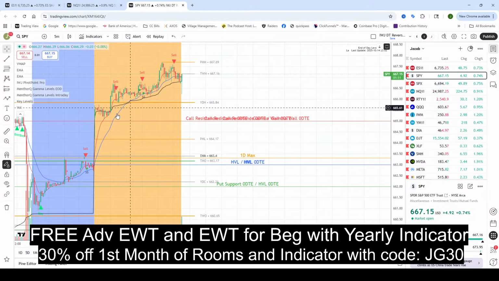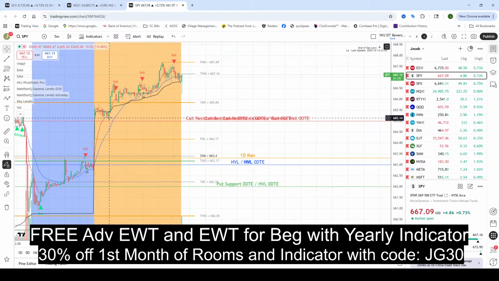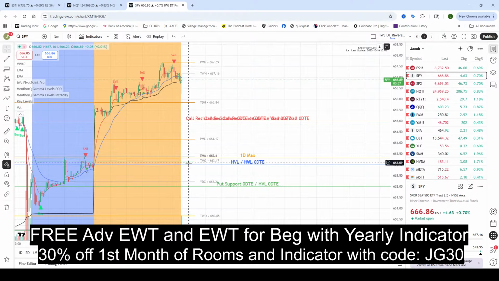We do have heavy support right here again at 665.14. That's going to be, and then really 665, this call resistance wall. That's going to be heavy support. You can see that's where they broke down from yesterday. So back testing that zone makes a lot of sense. If they break that, they will accelerate down into this 663 zone. So this 665 is the key.